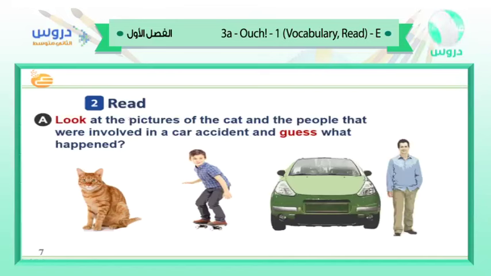Look at the picture of the cat and the people that were involved in a car accident. And guess what happened? This is the kid, this is the car, this is the guy, and this is the cat. What do you think happened? Maybe the cat was doing something, maybe the car hit the boy or hit the cat. The witness, what do you think? Guess what happened? It's an accident. The boy, car, a man, and cat. Let's see what happened.